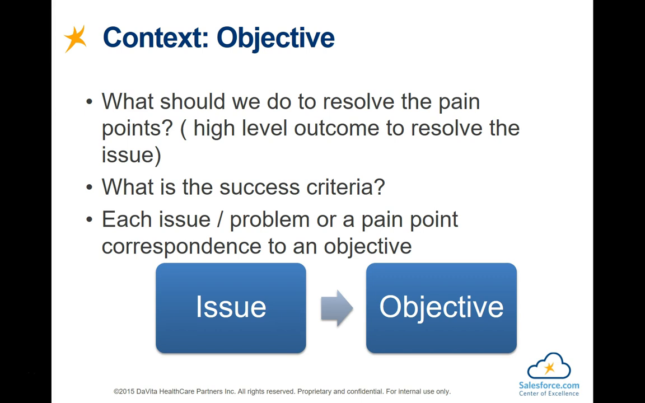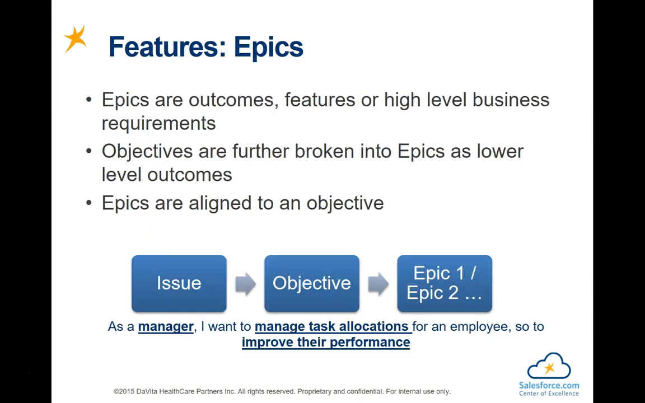And we also align an issue with an objective. An issue, or a pain point, can have a single objective or multiple objectives. Objectives are like outcomes, and you will see in the next slides as well that we have divided outcomes from a top-down approach, which means starting with the high-level outcomes, which we call objectives, to the next level of detail, which is the epics.